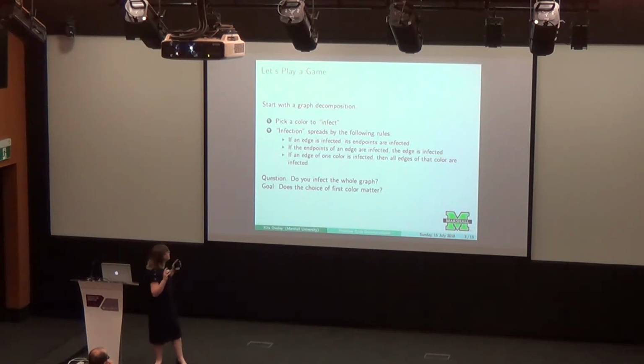And so when you let it proceed this way with these rules, the question is, do we end up infecting the whole graph, or do we just infect a smaller part of the graph? And the real idea is, does the choice of the first color you decide to infect really matter?